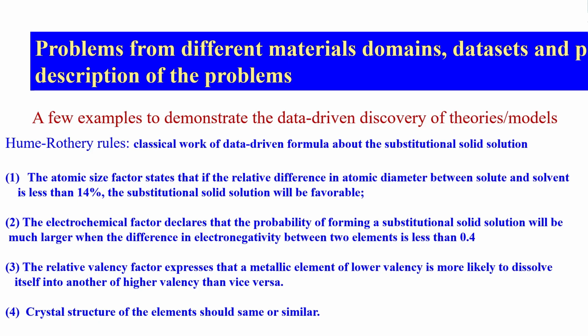So for the formation of substitutional solutions, what are the four rules? First is the atomic size factor. It states that if the relative difference of atomic diameters between the solute and the solvent is less than 14%, then only are substitutional solutions favorable. So you must be thinking where this 14% number is coming from. This number can be arrived at simply by looking at the physics.